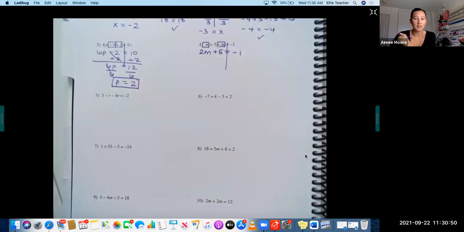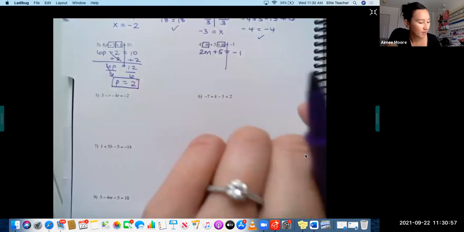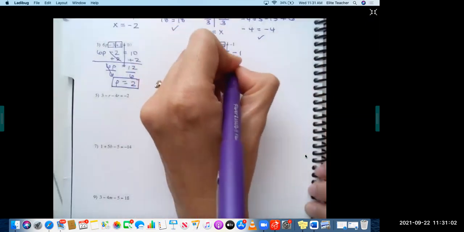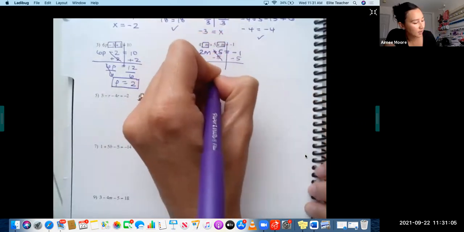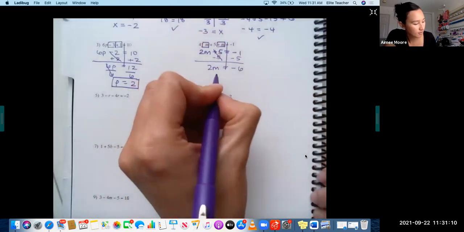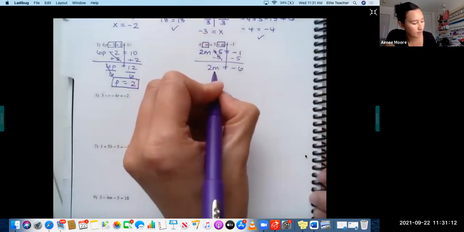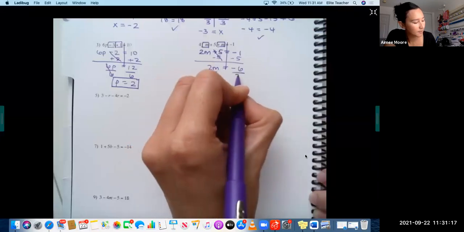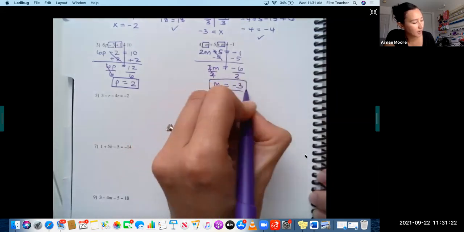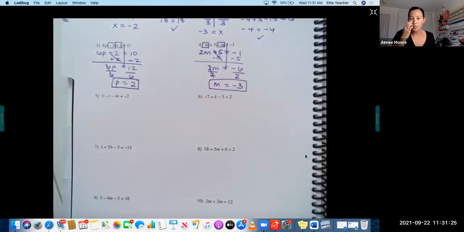So what do you do next? You do -5. Excellent. That's right. Subtract 5 from both sides. So 2m equals -6. Now what do I do? You divide by 2? Excellent. That's right. And so m equals -6 divided by 2, which is -3. Okay. Thank you, Briar Rose.